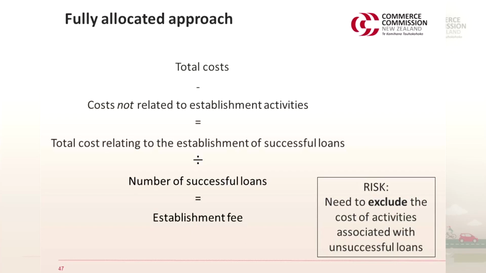So that's the activity-based costing. The second one is the fully allocated approach. You probably haven't seen that term before. I just made it up earlier with a little help from my friends. This is where we take the total costs of the business. We subtract costs not related to establishment activities, and then that will give us the total cost relating to the establishment of successful loans. Now, crucial in this is that there needs to be a real assessment of those costs not related to establishment activities.